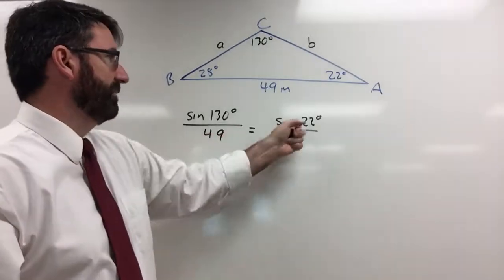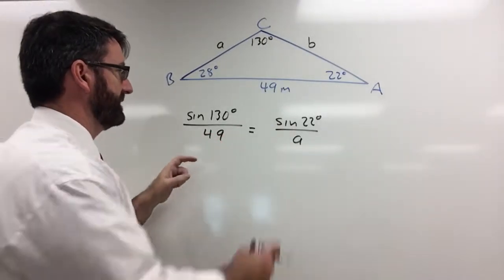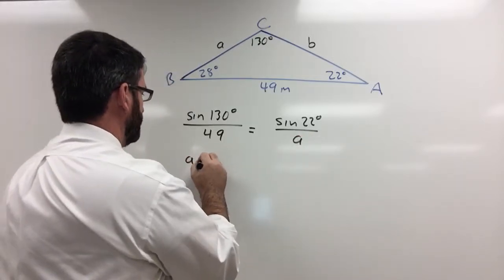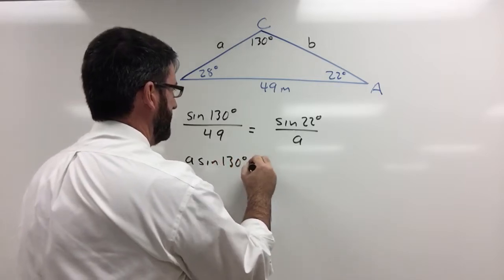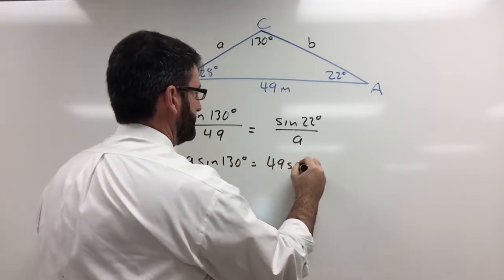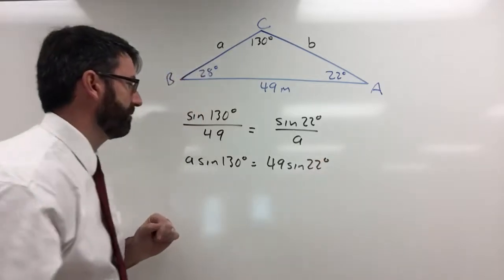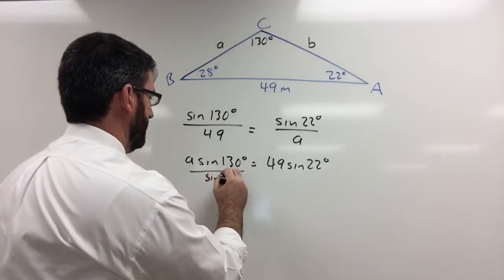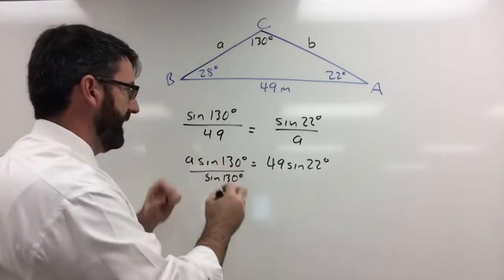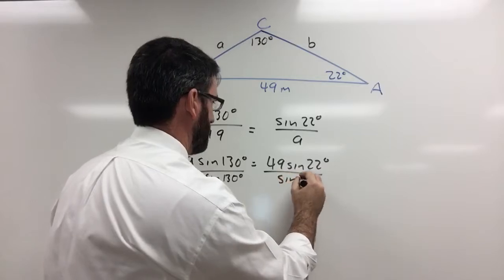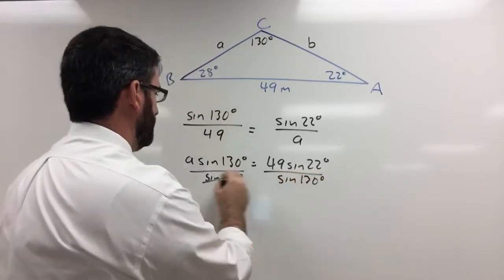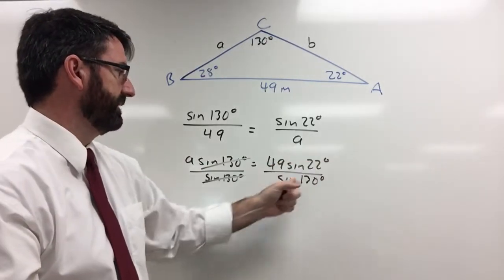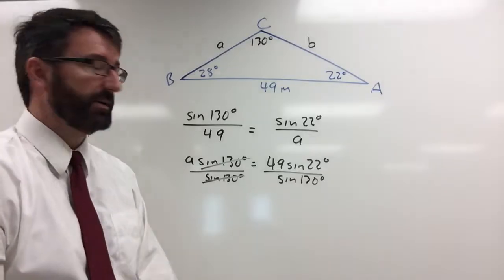All right, now we're going to multiply both sides by 49 to get rid of this fraction, and multiply both sides by A to get rid of this fraction. We're going to get A times the sine of 130 degrees is equal to 49 times the sine of 22 degrees. Then we're going to divide both sides by the sine of 130 degrees to get A by itself. So these will then cancel and we get A is equal to 49 times the sine of 22 degrees divided by the sine of 130 degrees.